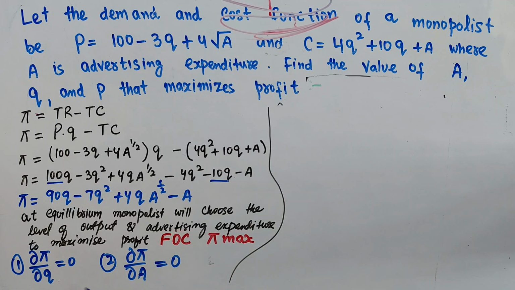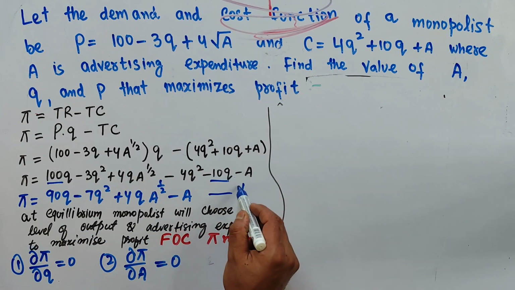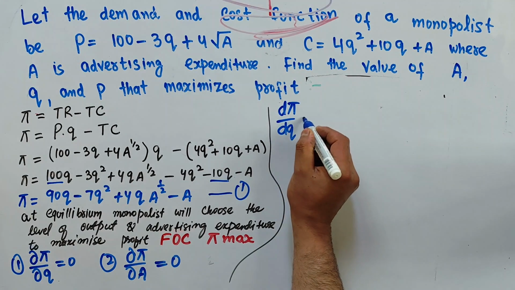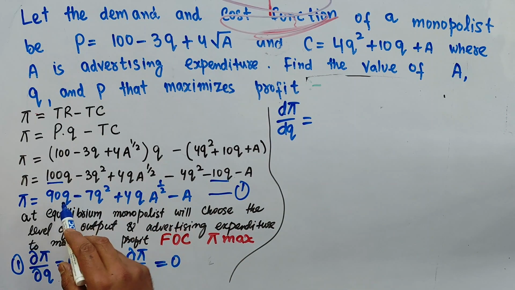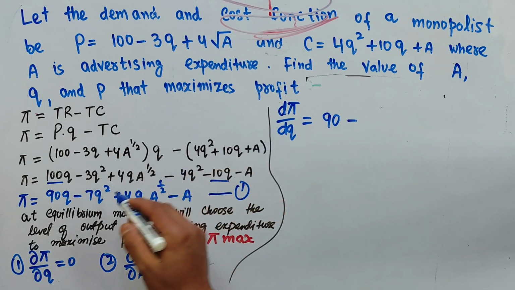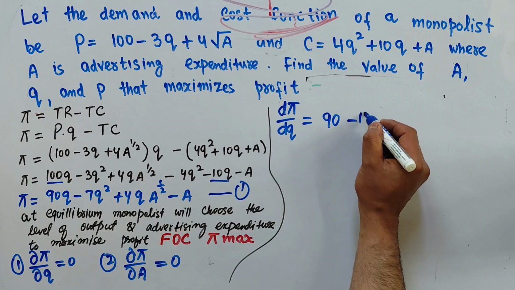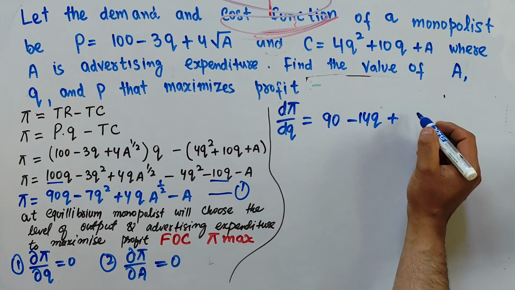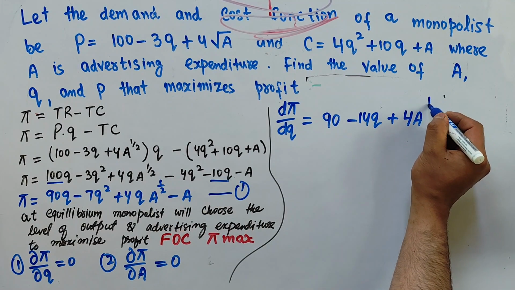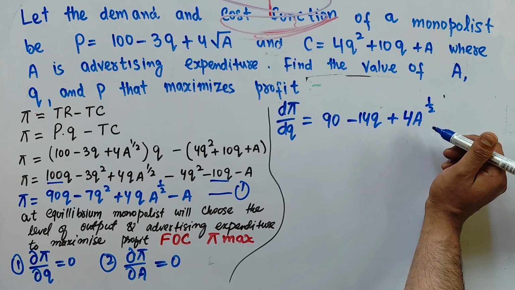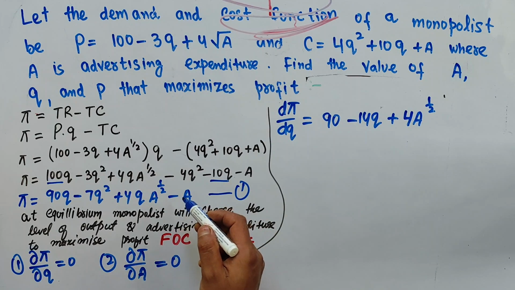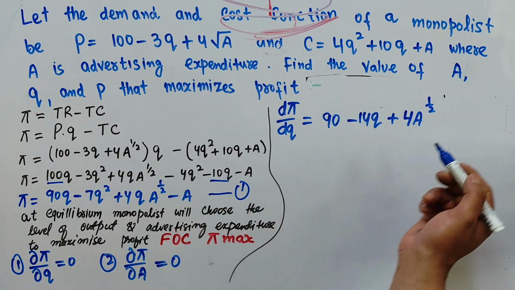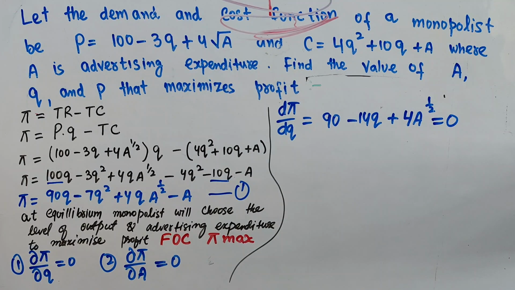So let us take the derivative of the profit function with respect to Q. That means dπ/dQ equals 90, minus the derivative of Q², which is 2Q, so 2 times 7 is 14Q, plus 4A^(1/2). Since we are taking partials with respect to Q, the last term is assumed constant, so its derivative is 0, and we set it equal to 0. This is the first condition.